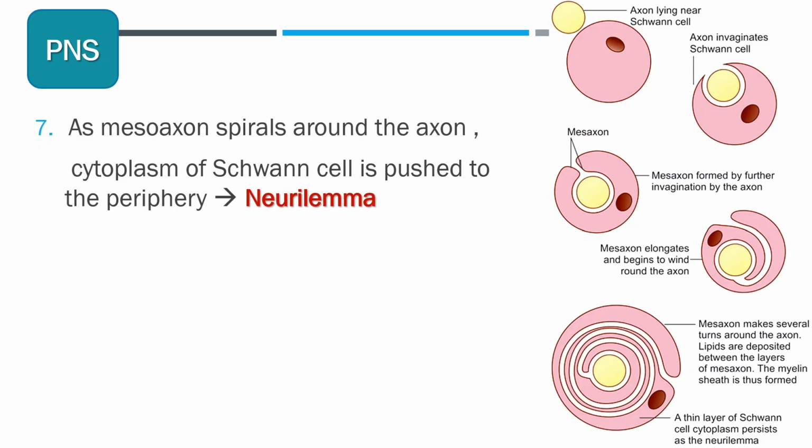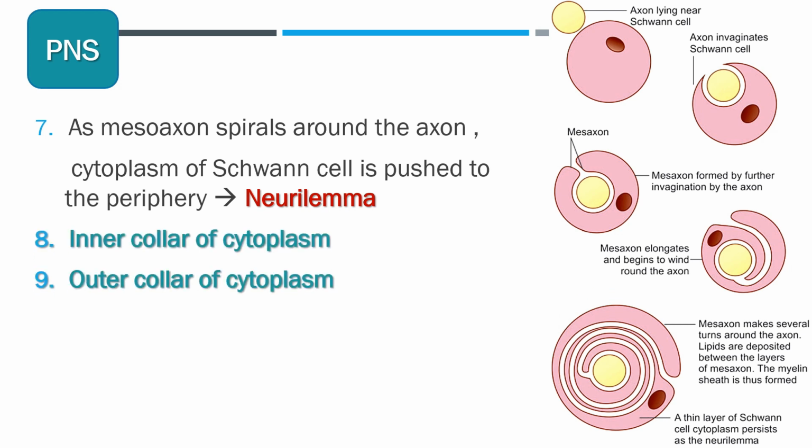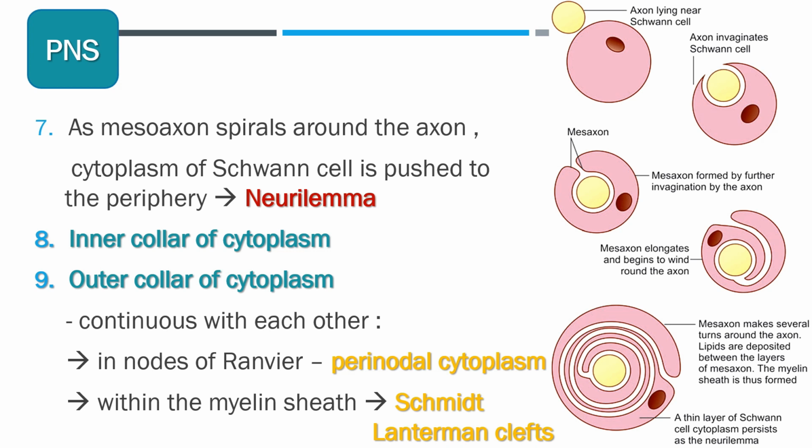As the mesoaxon spirals around the axon, the cytoplasm of the Schwann cell is pushed to the periphery, which forms another sheath known as the neurolemma. There is an inner collar of cytoplasm in close proximity to the axon, and an outer collar of cytoplasm that forms the neurolemmal sheath. The inner collar and the outer collar of cytoplasm are continuous with each other at two regions. One is at the region of the nodes of Ranvier, known as perinodal cytoplasm, and also within the myelin sheath through clefts. These clefts are called Schmidt-Lanterman clefts.